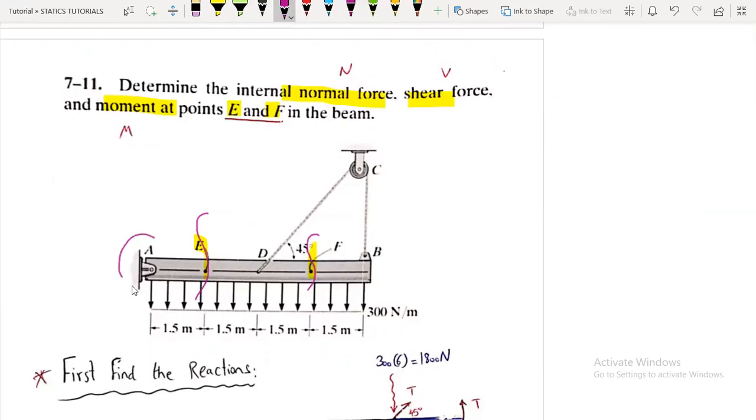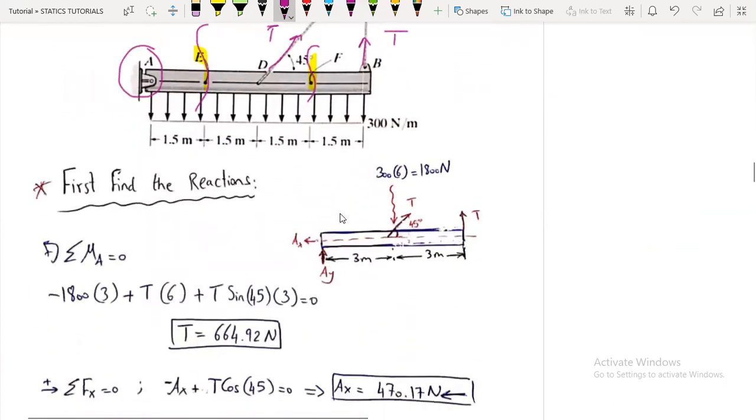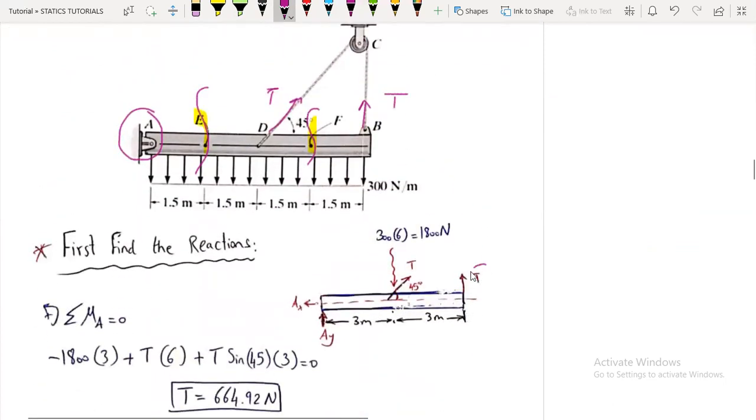We have here a pin, so AX and AY, and here we have a tension force, which is the same as here. It's always the case that the reaction in the cable is a tension force. So drawing the free body diagram to find the reactions, here is T, tension, and here it's also T, and we have the uniform load, 300 newtons per meter, multiplied by the distance, which is 6, we will get 1800 newtons acting in the middle. So here it's 3 meters and here it's 3 meters. And the angle here is 45 degrees.